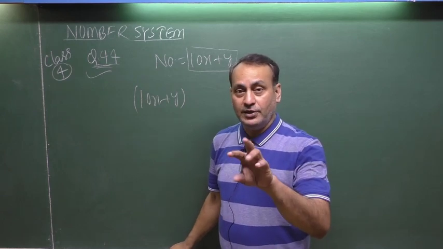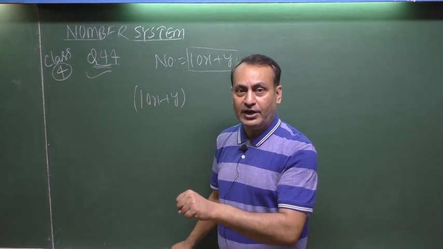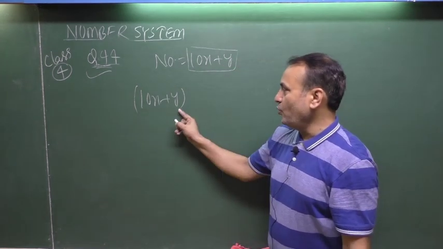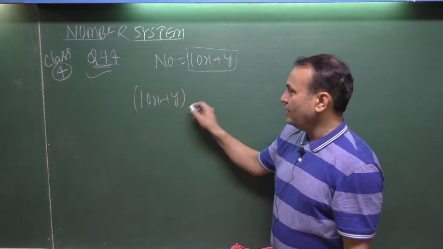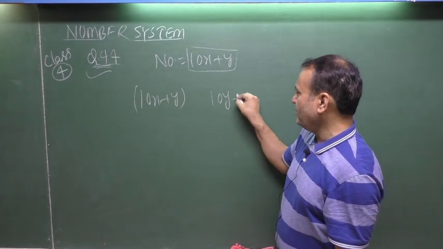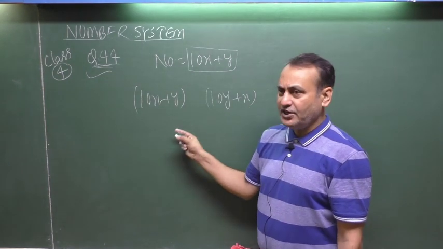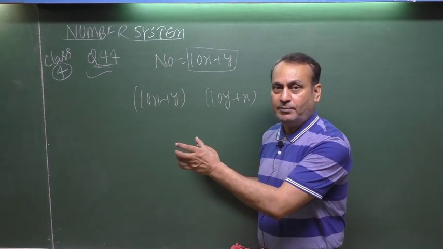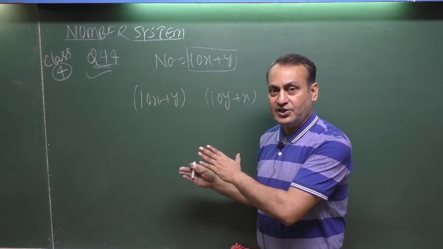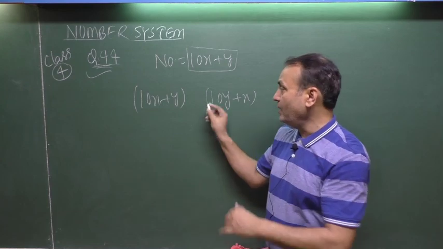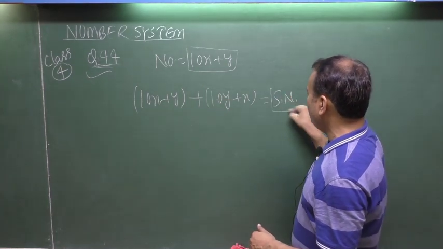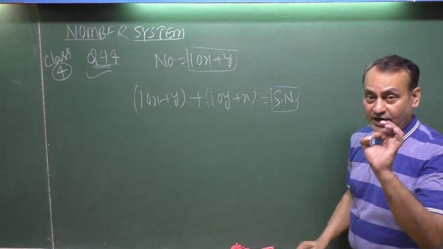The question says you have to find another number by interchanging its digits. That means y should be here, x should be here, so you write 10y plus x. After interchanging digits, you got this. The question says the 2-digit number and the other 2-digit number after changing digits must be added, and the sum must be a perfect square number.